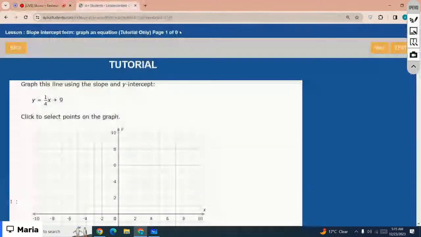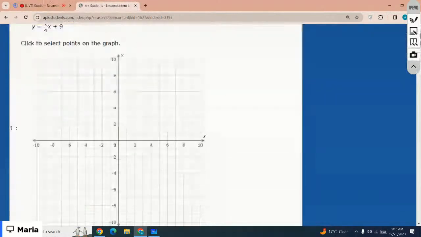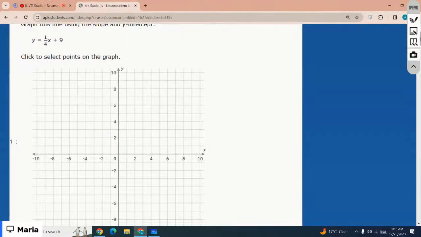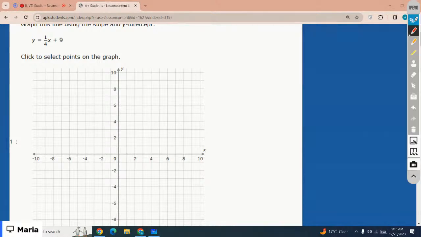Okay, so the equation we are given is y equals 1 over 4 x plus 9, right? Two things you can understand from the equation. Just equate it with the slope-intercept form, y equals mx plus b, right? M is 1 over 4 and b is 9. So slope is 1 over 4 and y-intercept is 9.